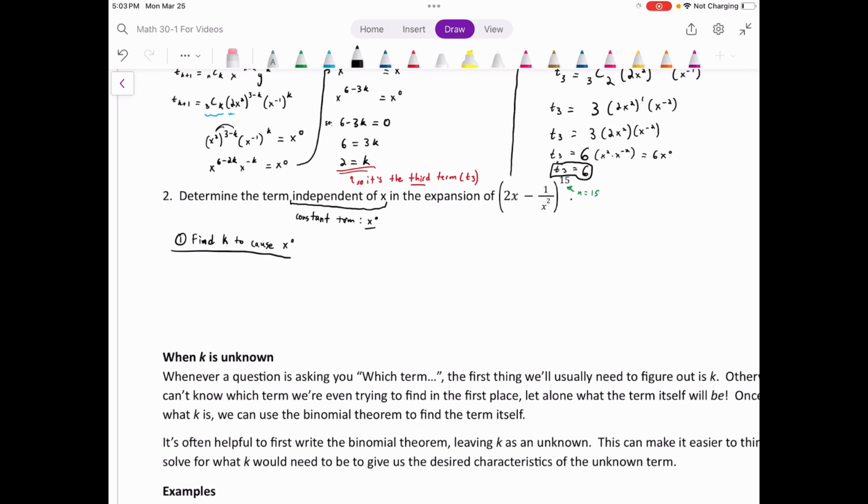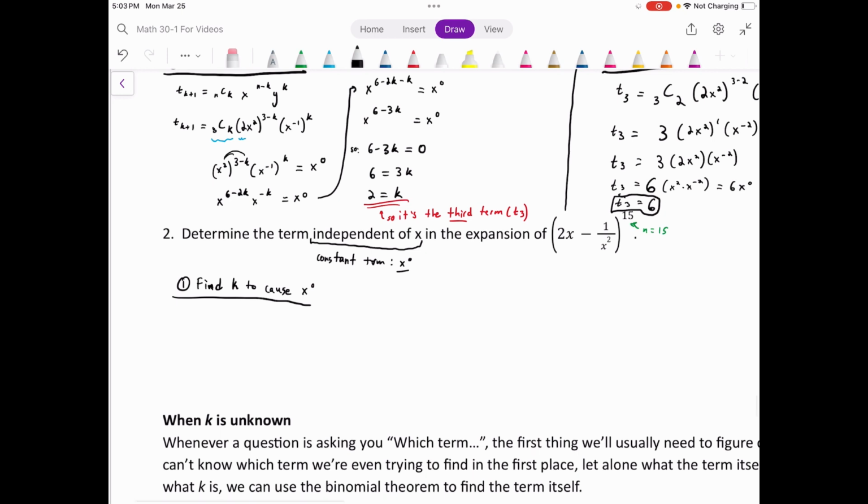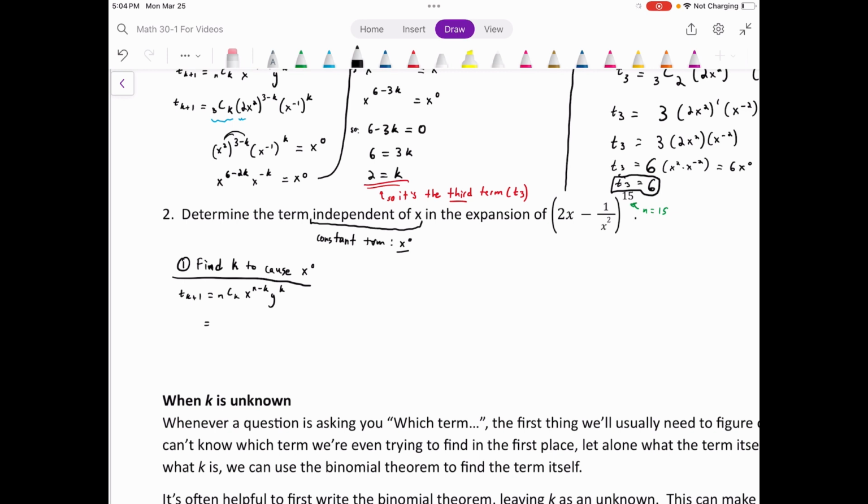So here we go. We know that T sub k plus 1 equals n choose k times whatever the first term is to the power of n minus k times whatever the second term is to the power of k. So for us, that's going to be 15 choose k, don't know what k is. Our x is 2x to the power of 15 minus k. And our y is 1 over x squared, but I'm going to rewrite that as x to the negative 2, to the power of k.